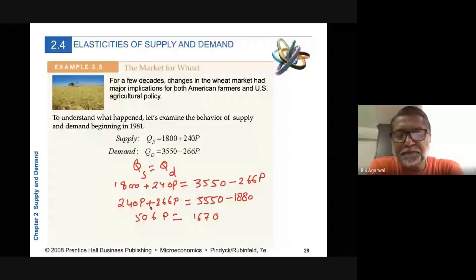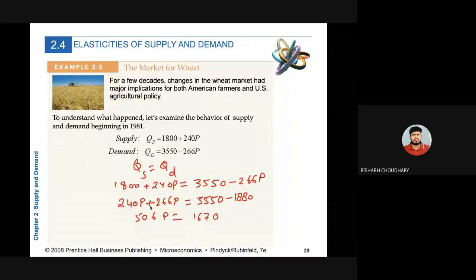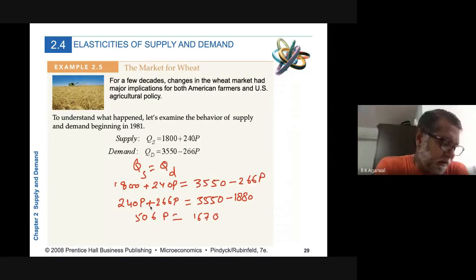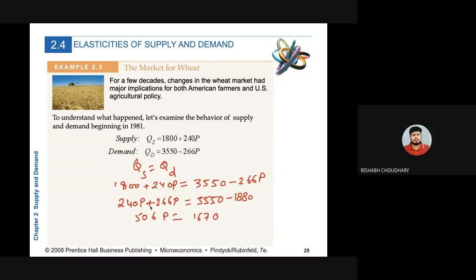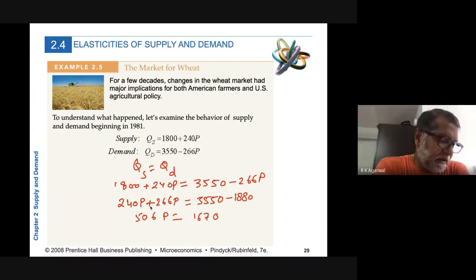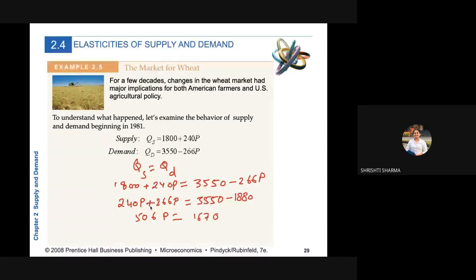Are my calculations correct? No, sir, it will be 1800, not 1880. In the supply equation it is mentioned as 1800, and I made a mistake writing 1880. Oh God.